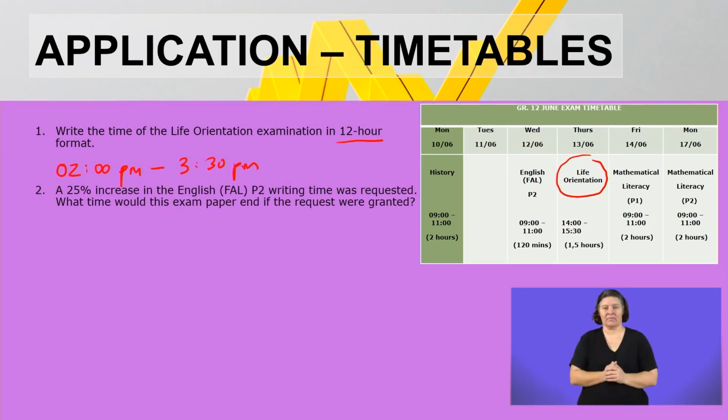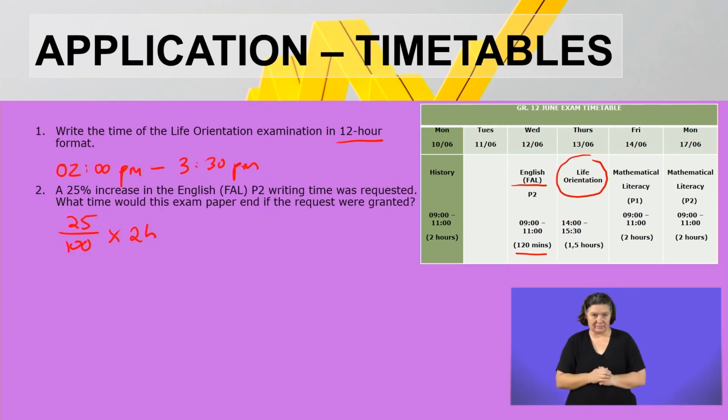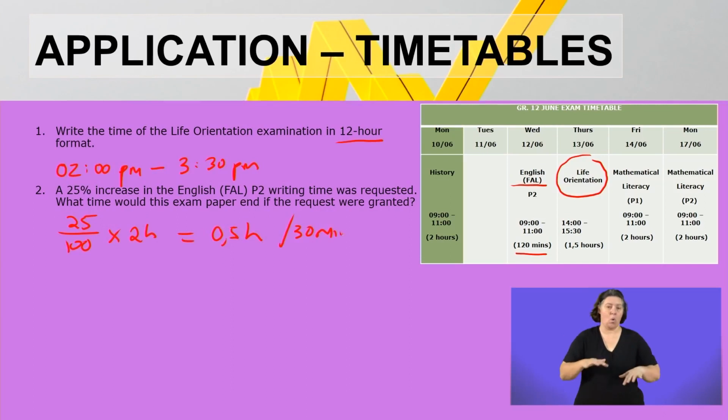It says, a 25% increase in the English First Additional Language paper 2 writing time was requested. What time would this exam paper end if the request were granted? All right, so now I'm looking at the English paper. It's here, okay? So if I look, what is the total time? Total time is 120 minutes, meaning 2 hours, and they request a 25% increase. So therefore, what is 25% of 2 hours? So if you type that in, or you reason about it, you'll see that will be 0.5 hours, or we can say that will be 30 minutes.